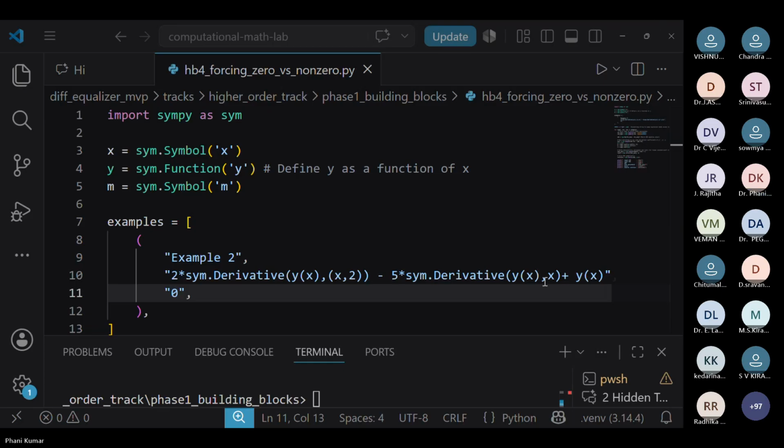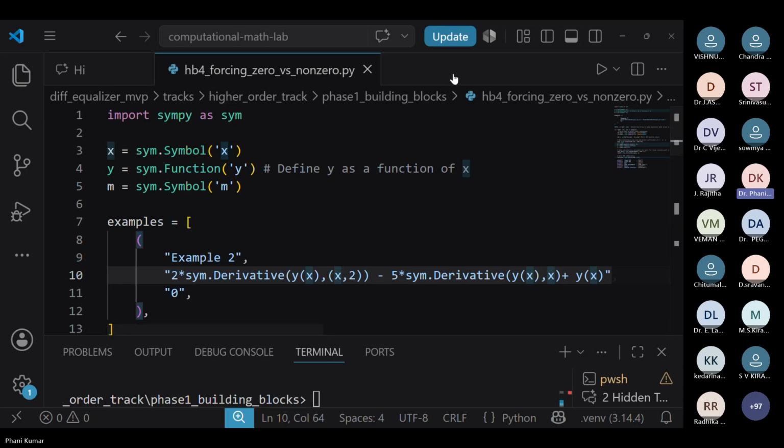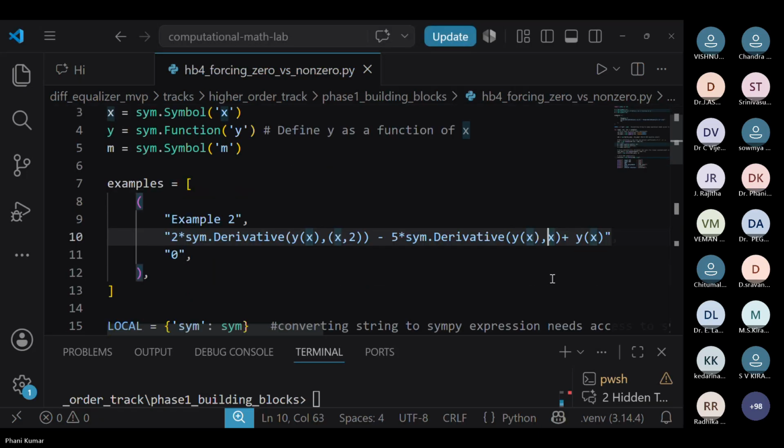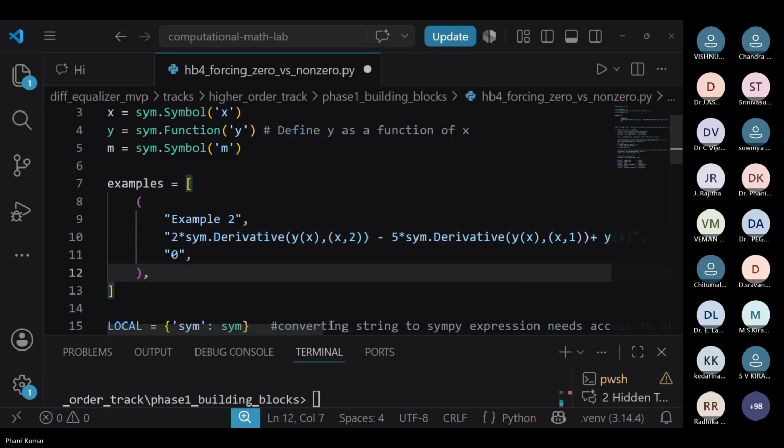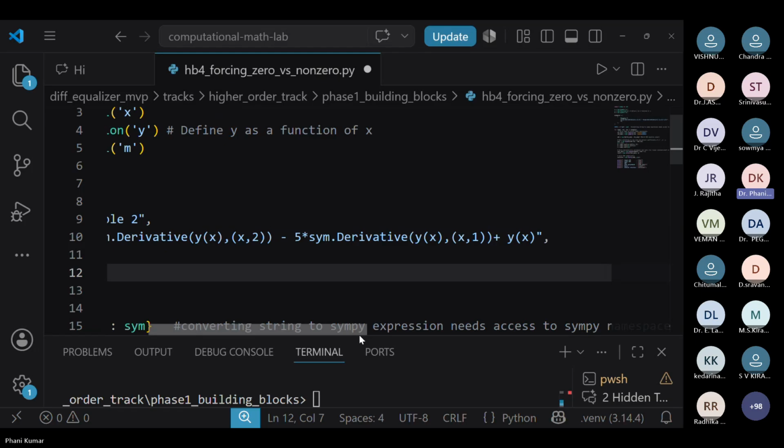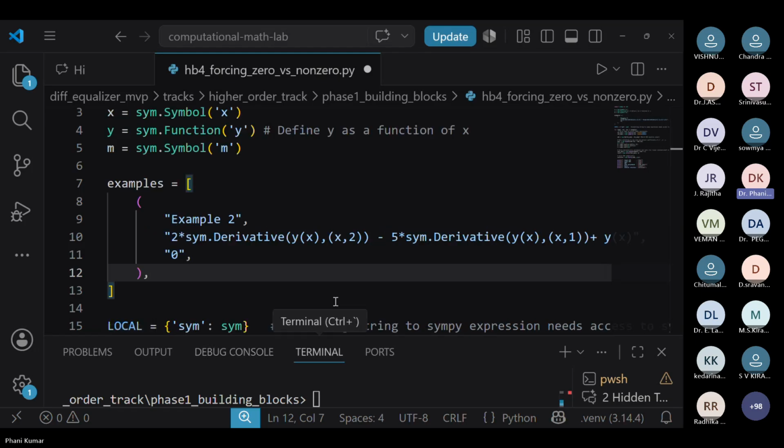Here I am writing, if you are having any doubt, here again I am putting the brackets, y of x comma 1. That's it. So what does it represent? It is the derivative of y with respect to x 1 time. Plus, no need of the 0th derivative, we can simply take it as y.